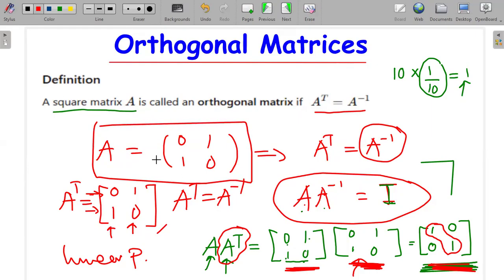Since this one is just a simple 2 by 2 matrix, you can first find the determinant. After you find the determinant, you find the adjoint. After you find the adjoint, you go on to prove that the inverse is actually equal to the what? To the A transpose. So that would say that the matrix is orthogonal. All right, so that's how we can prove.